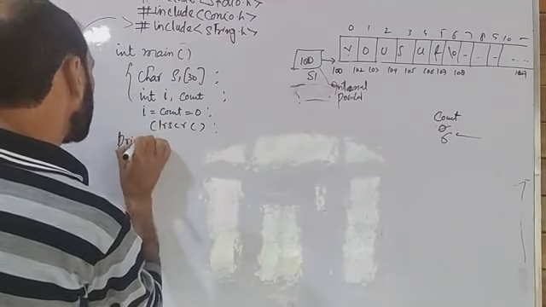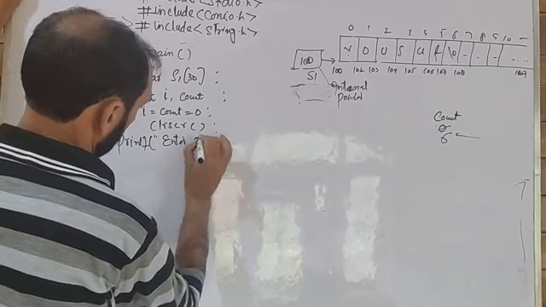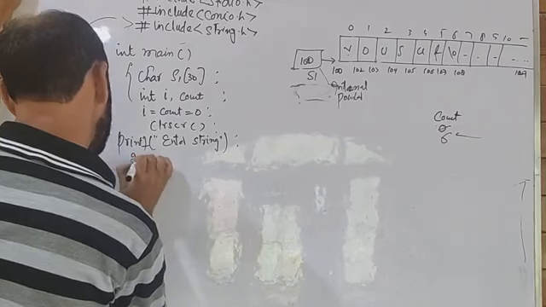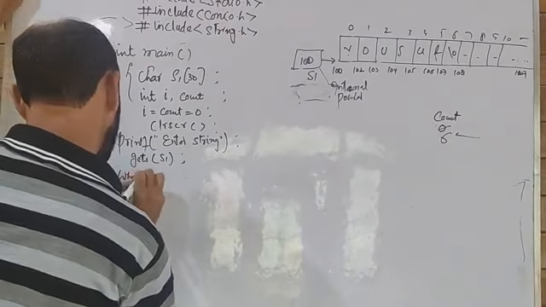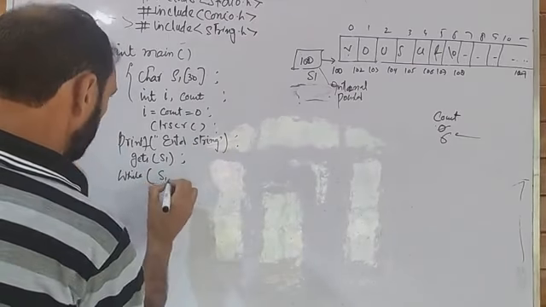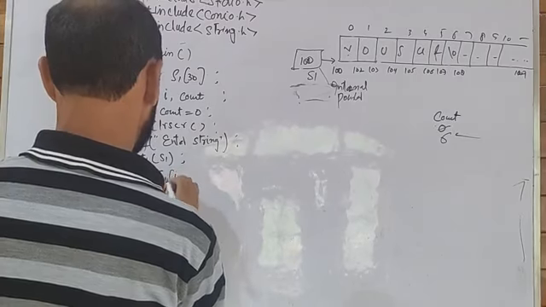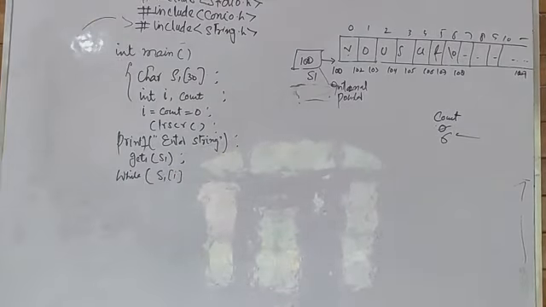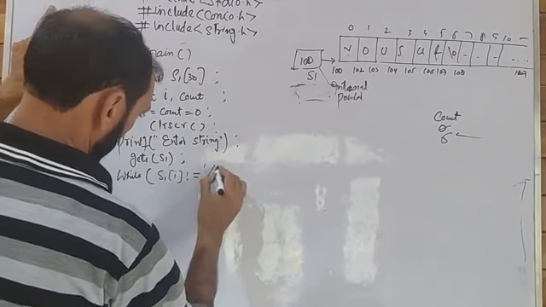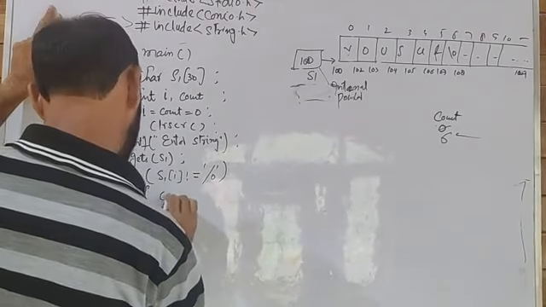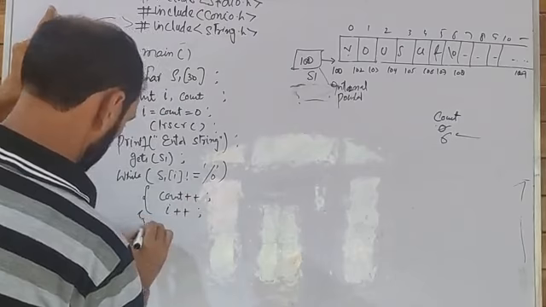Print enter string, gets s1. while s1 of I not equal to \0, count plus plus, I plus plus.